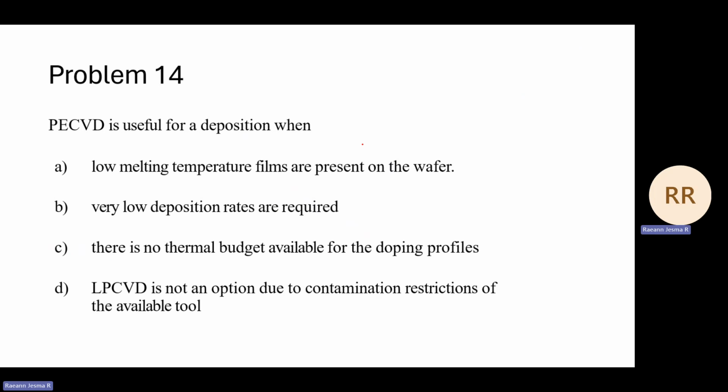PECVD is useful for deposition when A, low melting temperature films are present on the wafer. B, very low deposition rates are required. C, there is no thermal budget available for the doping profile. D, LPCVD is not an option due to contamination restrictions of the available tool. It's multiple choice. So this is okay. This is correct. Yeah. Yes, that is also correct.